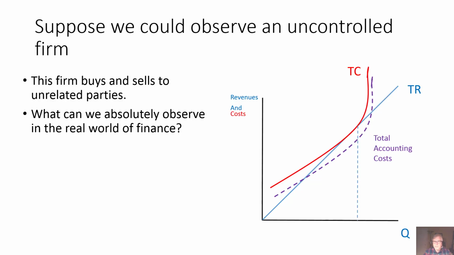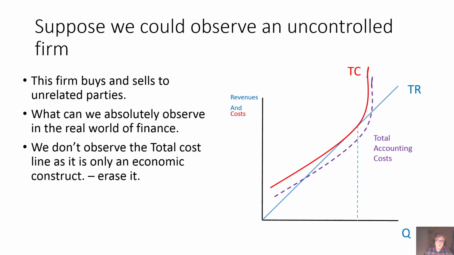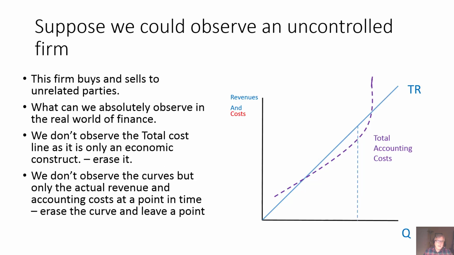But again, we're not going to observe all of these things in the real world. What's going to be missing here? Well, we don't really observe that total cost line. Again, that's an economic construct. So let's take that one out. We don't actually observe the curves here, right? We can see what their total accounting costs and their revenues are at a point in time when they publish their financial statement. So we're going to get rid of those curves. We're going to say we have these two data points. We know their total revenues, TR, and the total accounting costs.